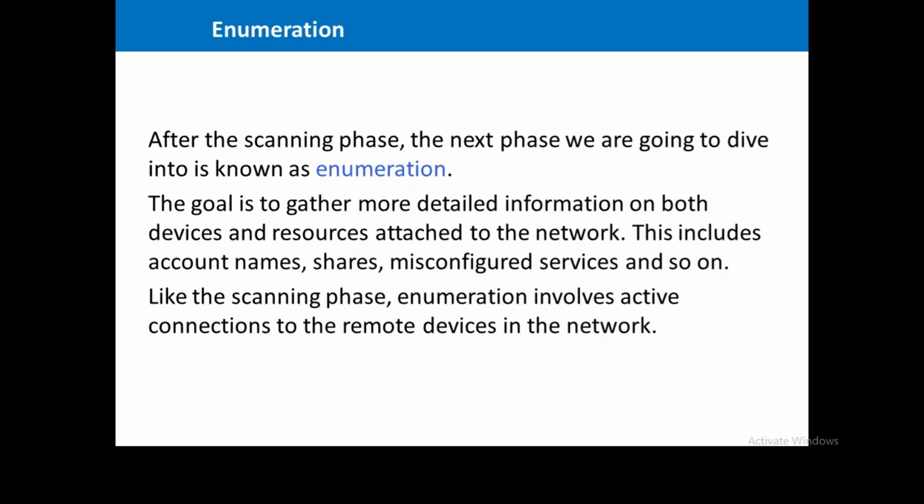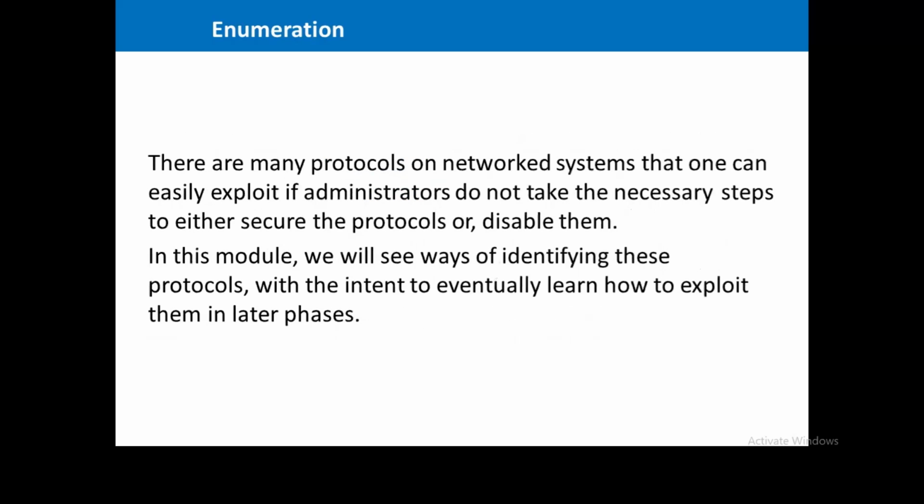Now, the final scanning phase. Enumeration involves active connection to the remote devices in the network. There are many protocols on network systems that one can easily exploit if administrators do not take the necessary steps to either secure the protocols or disable them. In this module, we see ways of identifying these protocols with intent to eventually learn how to exploit them in later phases.